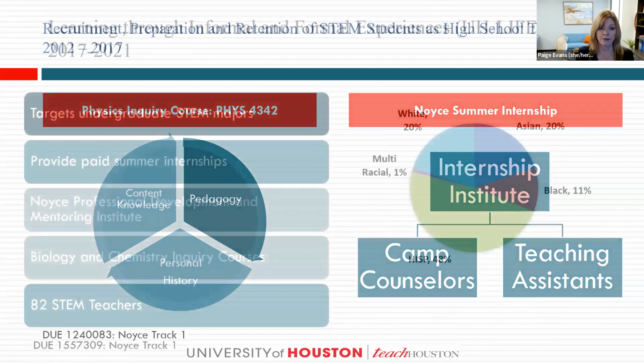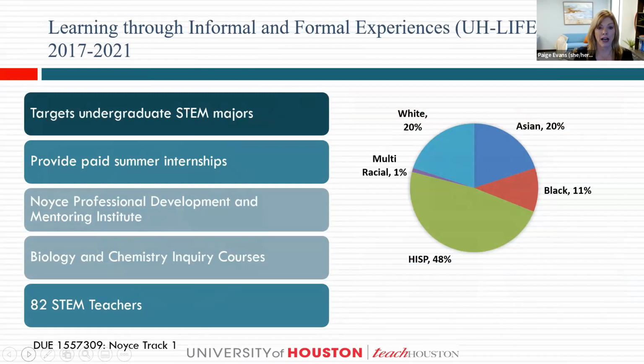Next slide, please. In our next Track 1 grant, Life, we took the Noyce Internship Institute a step further with the Noyce Professional Development and Mentoring Institute, or the NPDI for short. The NPDI provided the training for undergraduates to serve as camp counselors and teaching assistants in summer camps, just like the prior grant. But what was different about this from our previous grant is that our graduates came back to put on the Institute.